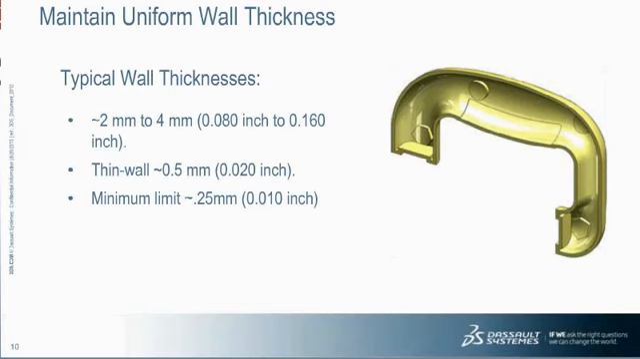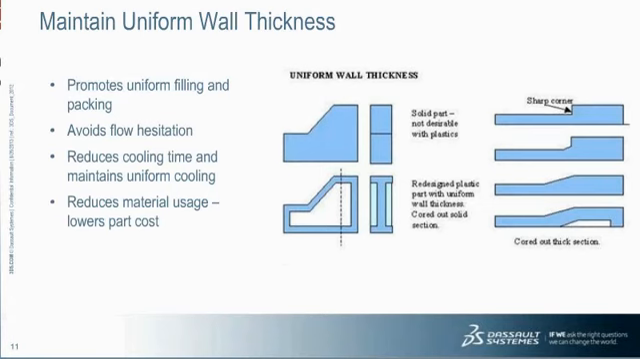You want to maintain uniform wall thickness because that promotes uniform filling and packing. It helps you avoid flow hesitation. You can reduce the cooling time and maintain uniform cooling across the surface area of your part. It also helps you reduce material usage, which might lower your part cost. On the right-hand side of the slide, you can see a worst case to a best case scenario, where at the top we have a very abrupt, sharp transition from thin to thick. And as you go down towards the bottom, you can see that by adding a gradual transition and coring out the part, we can maintain a uniform wall thickness throughout.